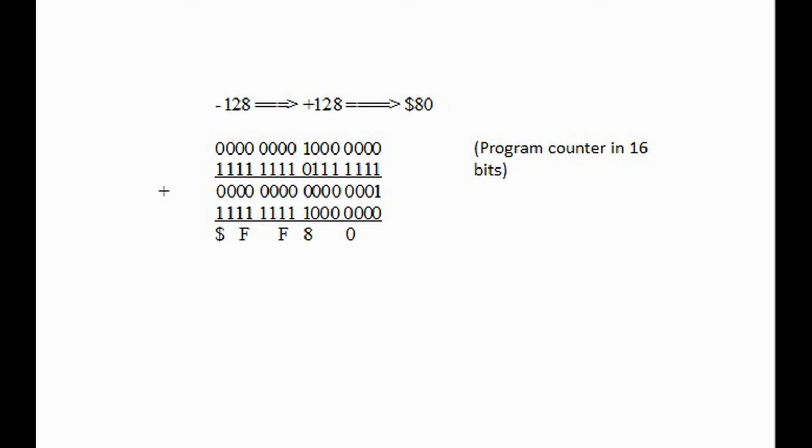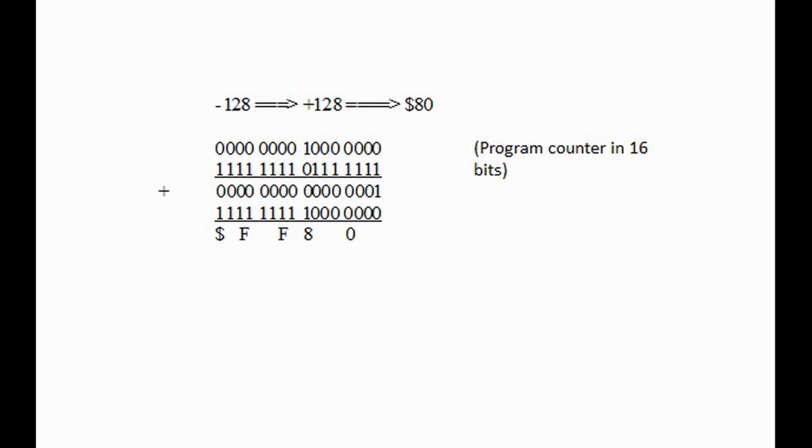Let's take the number negative 128 and begin with positive 128, which was 80. Let's take 80 and add 8 leading zeros because the program counter is in 16 bits. We follow the procedure we've done before where we take the ones complement, the opposite of each digit, and then add a 1 to it, and the result is we get the number FF80 in hexadecimal, and this, as we agree, is going to be a negative number.